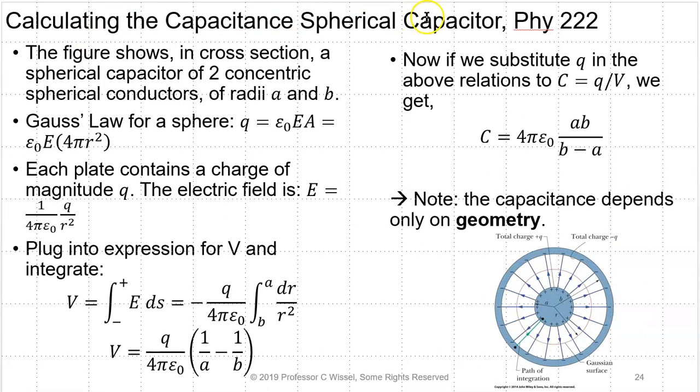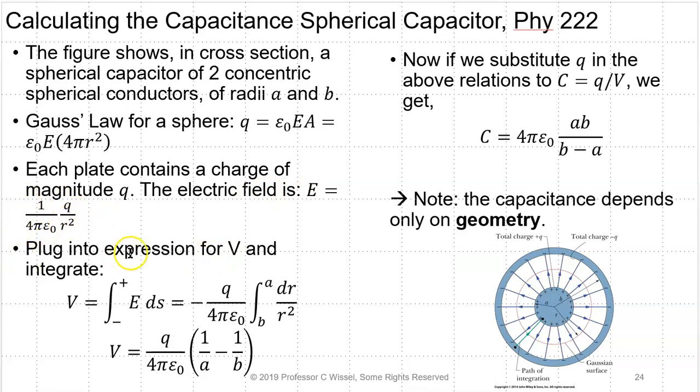Now, this is a spherical capacitor, again, for calculus-based students. The figure shows in cross-section a spherical capacitor of two concentric spherical conductors, one nested inside of the other, of radii A and B. So the inside one is A, and the outer one is B. Gauss's law for a sphere, Q equals epsilon naught E times A, or epsilon naught E times the quantity 4 pi r squared. Each plate contains a charge of magnitude Q. The electric field is E equals 1 over 4 pi epsilon naught times Q over r squared.